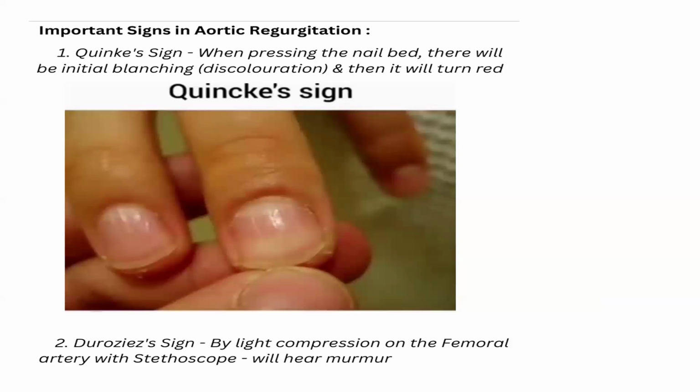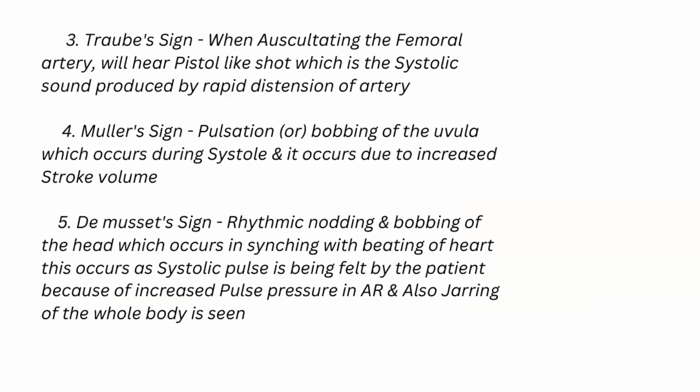By light compression of the femoral artery with a stethoscope, you will hear a murmur. Again, the reason for this murmur is the regurgitation. Then Traube's sign: when auscultating the femoral artery, you will hear a pistol-like shot, which is the systolic sound produced by rapid distension of the artery. We told you that the left ventricle gets hypertrophy, so when it contracts with great force, you will hear a pistol-like shot while auscultating the femoral artery.